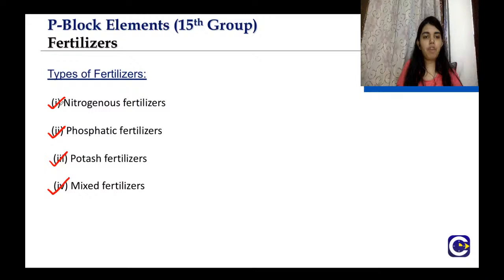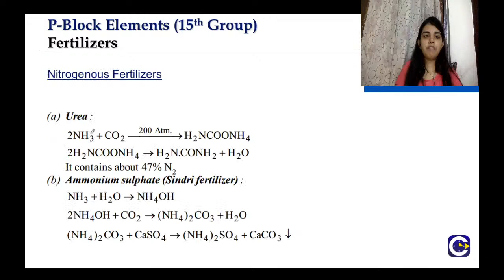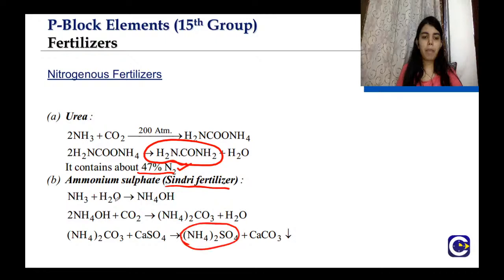We will study each type of fertilizer one by one. First are the nitrogenous fertilizers, which supply nitrogen. Considering urea, ammonia plus carbon dioxide gives NH2COONH4, which decomposes into urea, NH2CONH2, containing 47% nitrogen. Ammonium sulphate can be prepared from ammonia plus water giving ammonium hydroxide, which reacts with carbon dioxide to give ammonium carbonate, which reacts with calcium sulphate to give ammonium sulphate, which acts as the Sindri fertilizer.